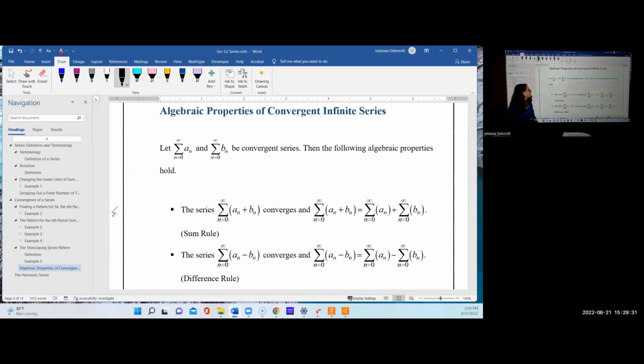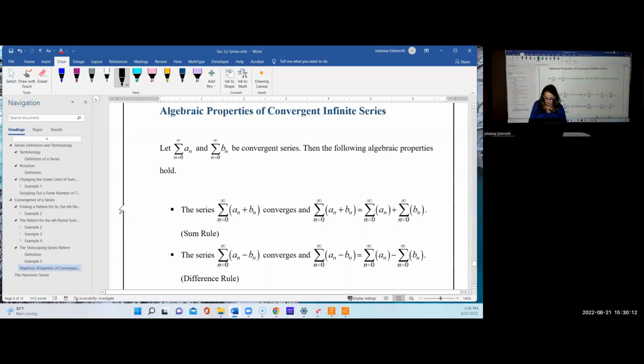You have to leave the constant on the inside. So in this case, we're going to let the series a sub n from 0 to infinity and the series b sub n from 0 to infinity both be convergent series. In other words, this infinite sum adds up to a finite number, and this infinite sum adds up to a finite number. Then, knowing that they are convergent, the series of a sub n plus b sub n will converge, and you can split up the sum because you already know that these individual ones converge. But you have to know that first.